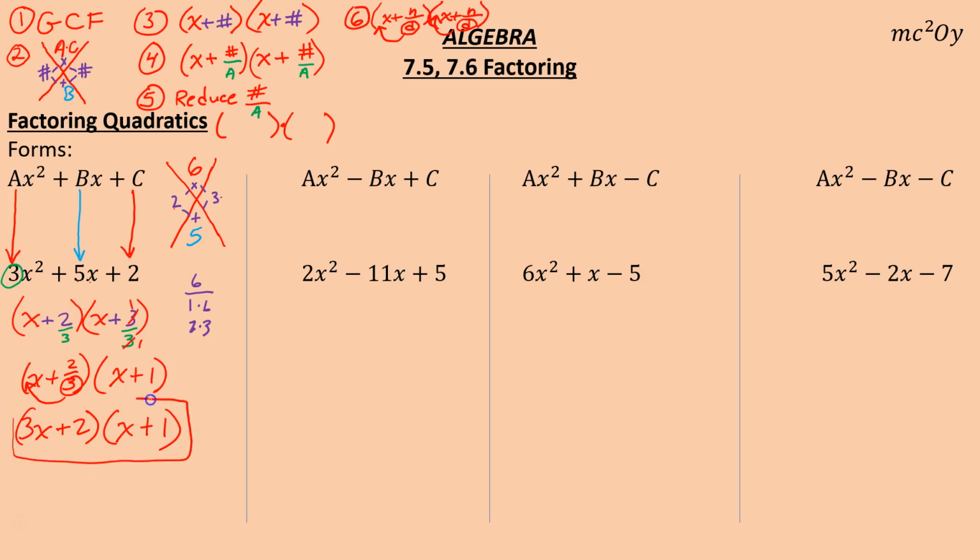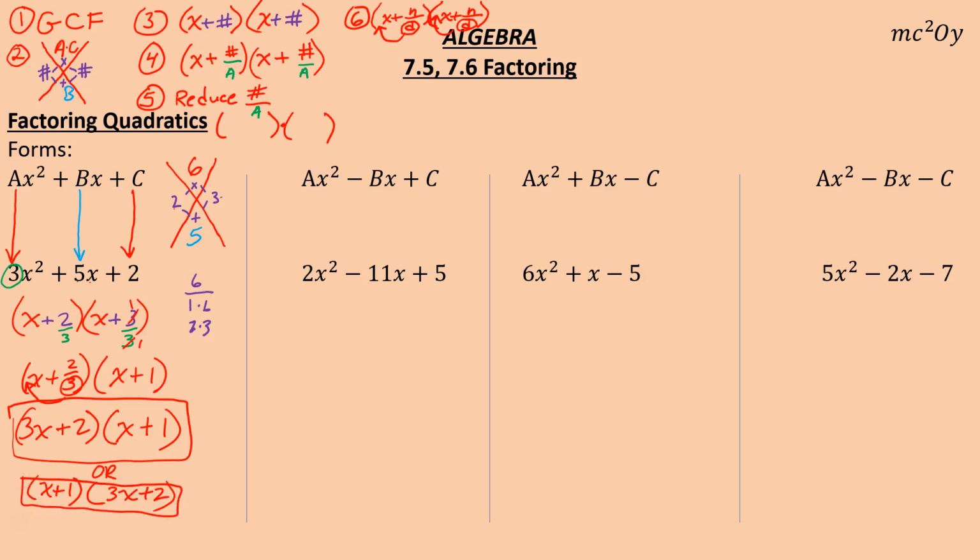You can double check it, right? I mean, 3x times x is 3x squared. 3x times 1 is 3x. 2 times x is 2x. That's 5x. And 2 times 1 is 2. You factored it. And really, it doesn't matter. You can write it like that, or you could write it like this. The order does not matter. You can multiply in any order. So either of those will work.